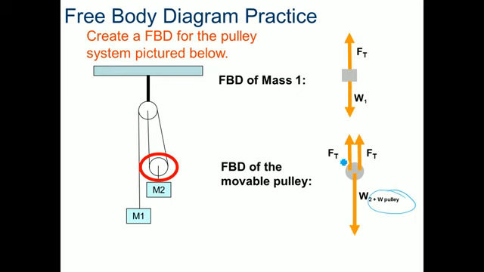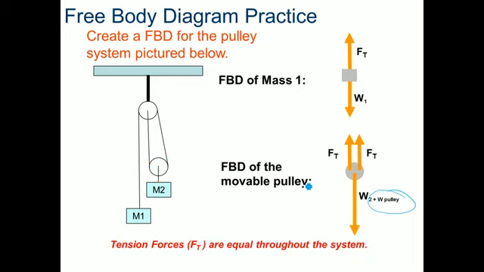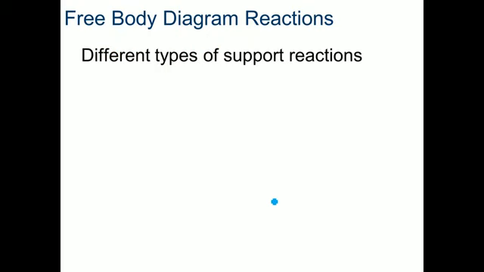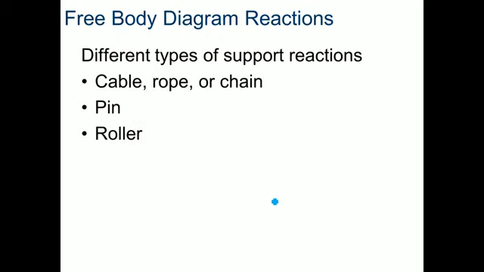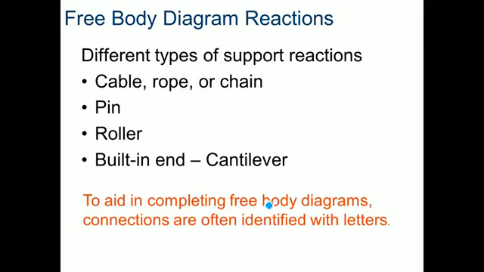The tension forces are going to be the same throughout a system. So if I have a tension force on cables or on wires or string or rope, it's going to be the same throughout an entire pulley system, as that states. Some different types of support reactions that we're going to be talking about: cables, ropes, and chains, pins, rollers, and a built-in end, or a cantilever, is what it's also called.